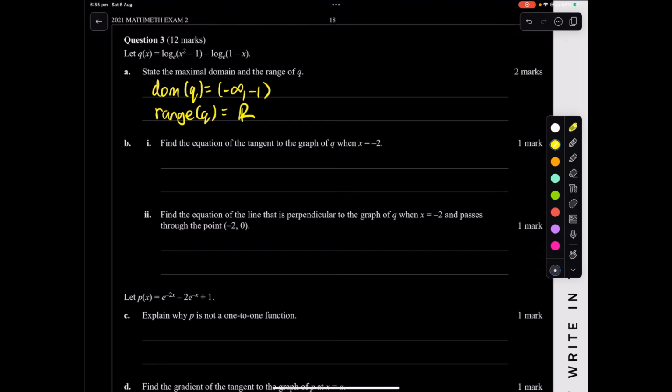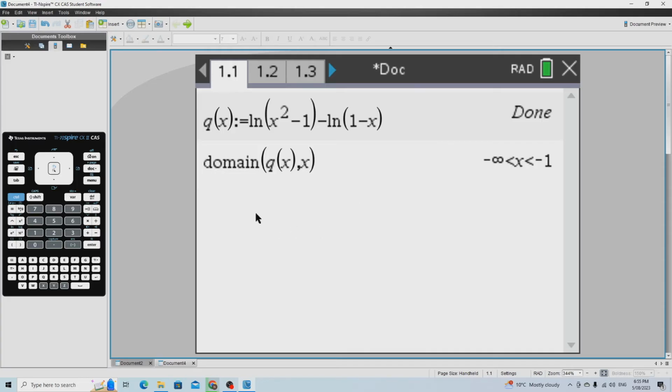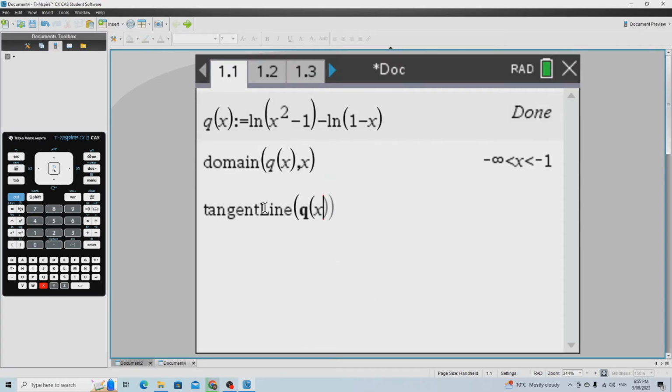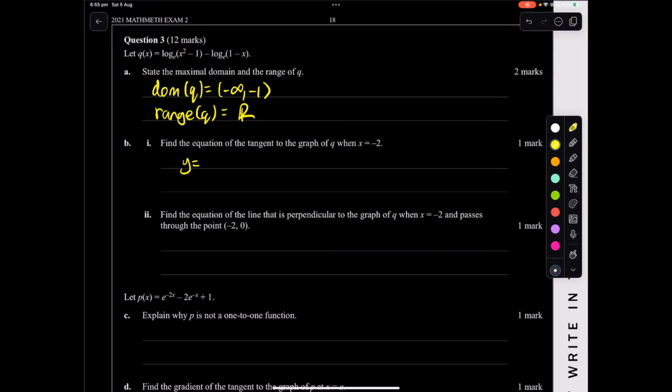Find the equation of the tangent to the graph at x equals negative 2. So y equals what? If we go on here and say menu, calculus, tangent line, q of x, comma, x, comma, which value? Negative 2. Done. Quick and easy. Negative x minus 2.